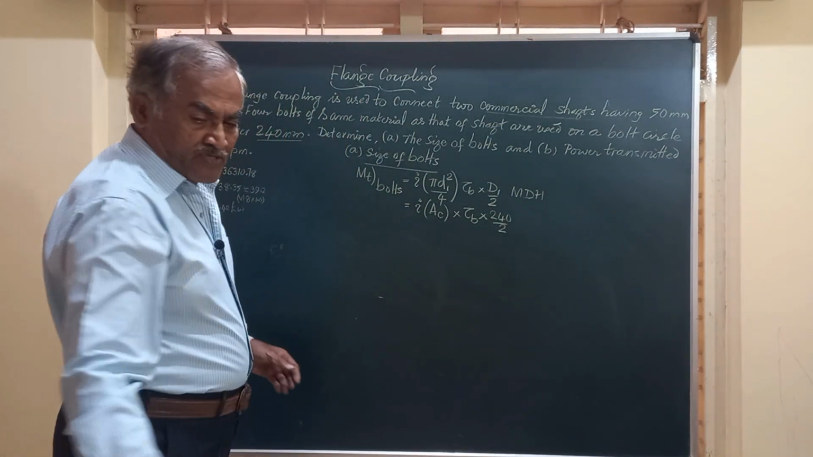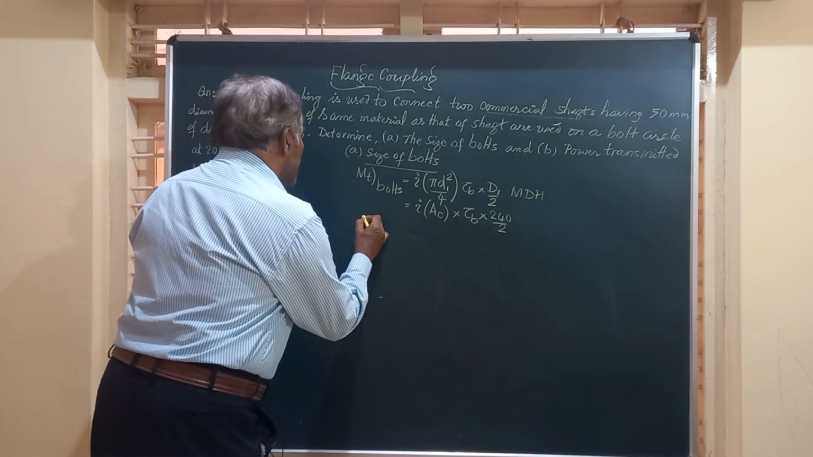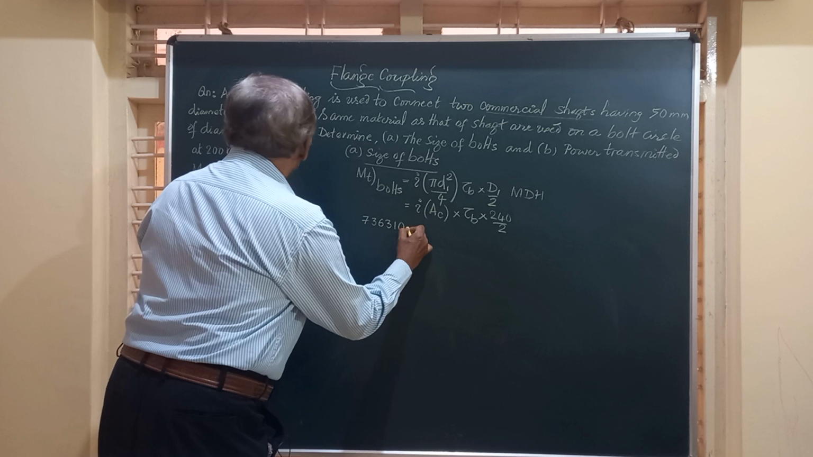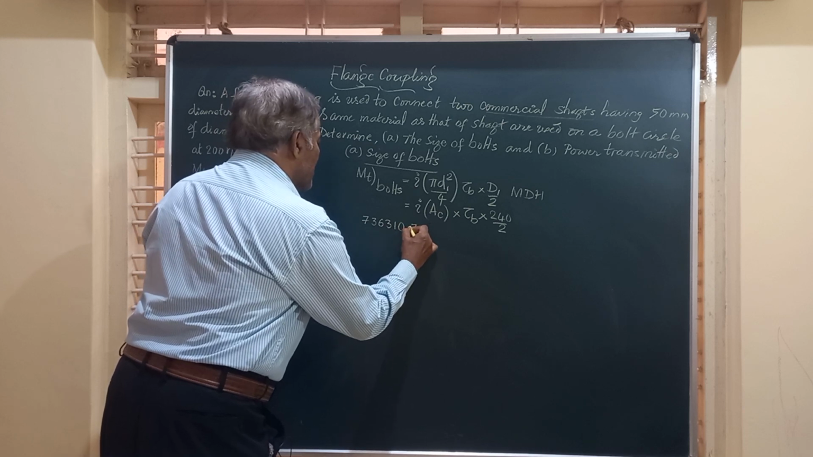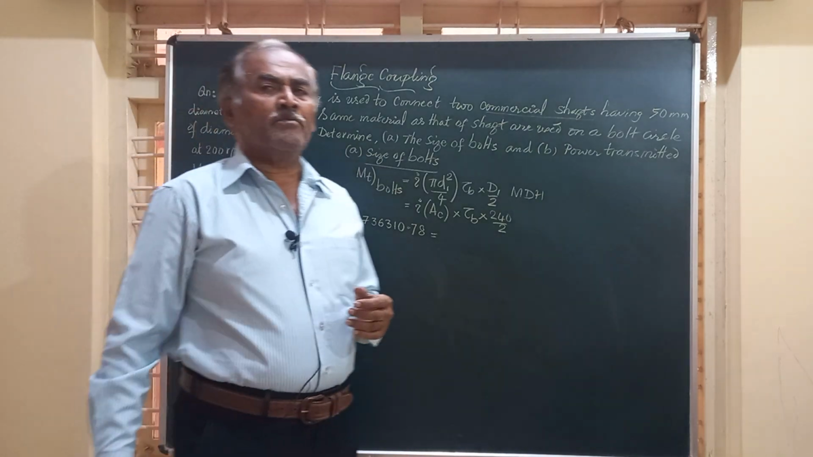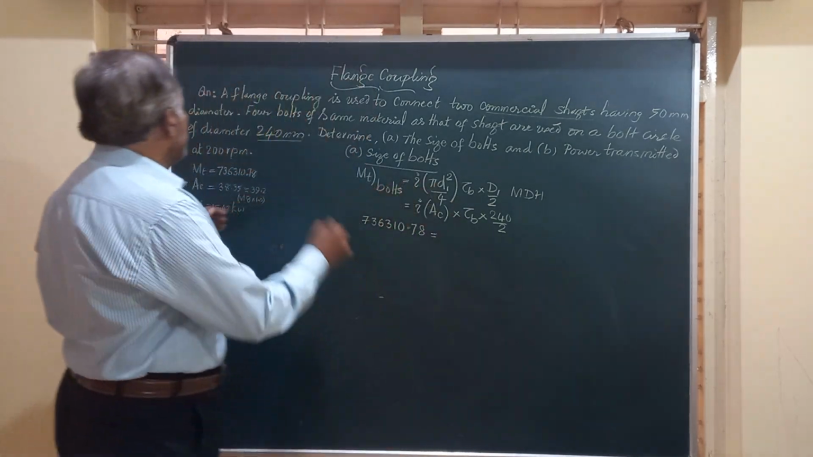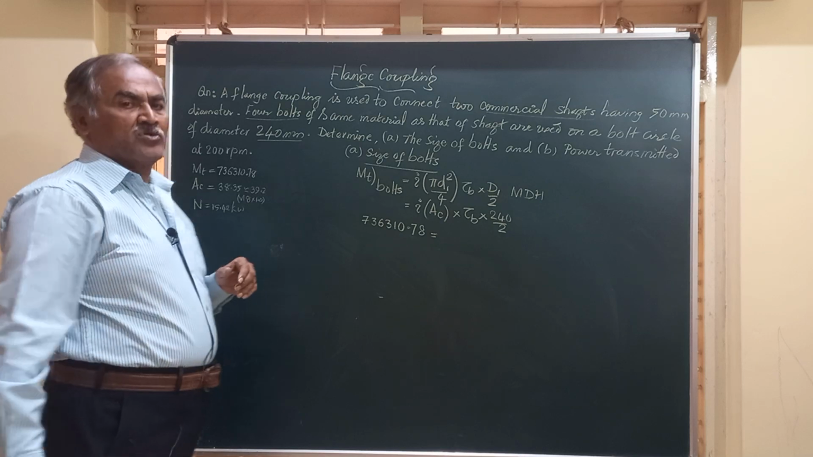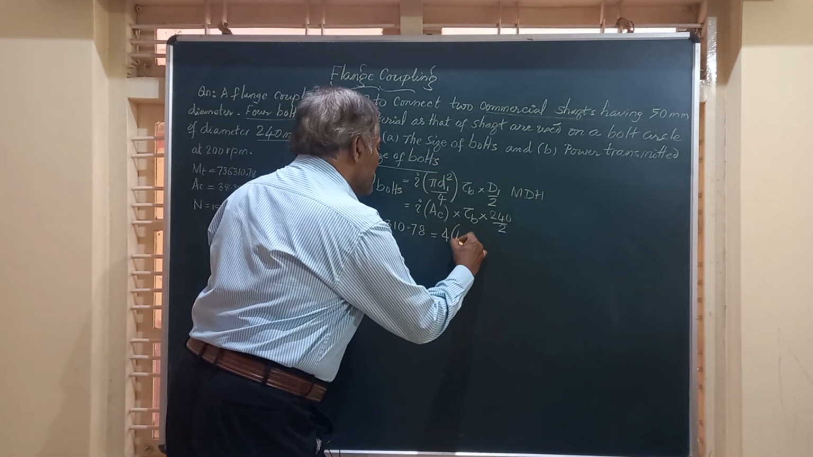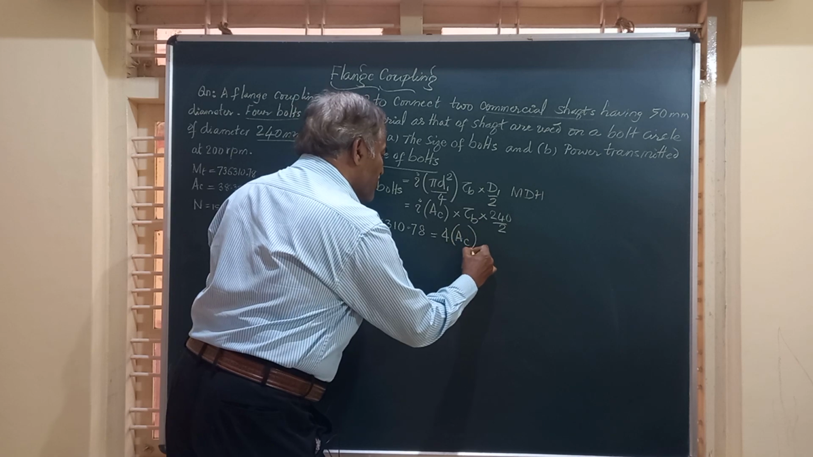So when you make the substitution, the value of MT is 736310.78. The torque is equal to i, the number of bolts, and it is specified in the problem. There are 4 bolts used in the coupling, and hence this is 4 times Ac, the core area, which is to be found out.